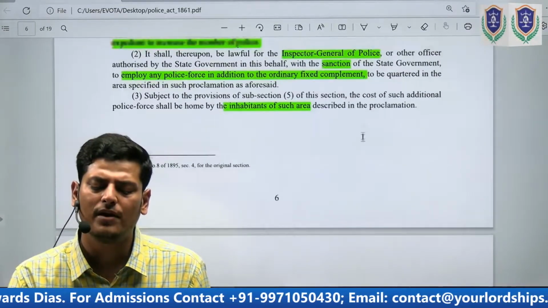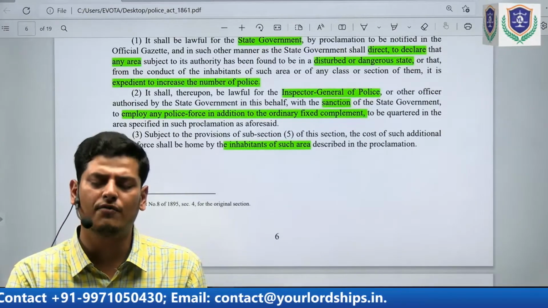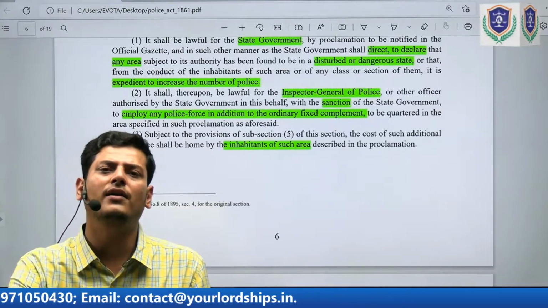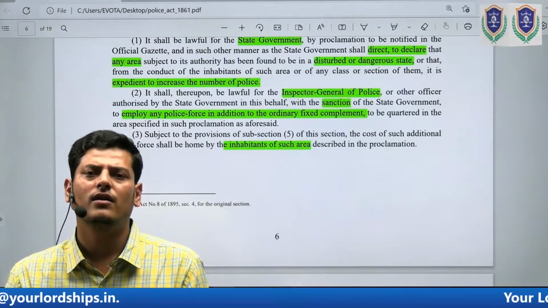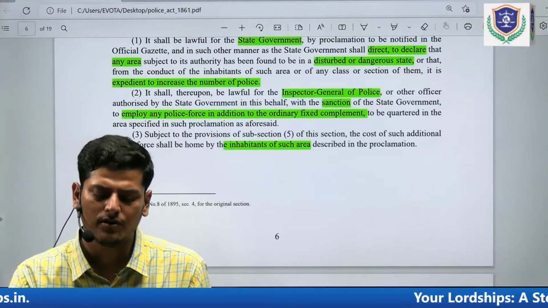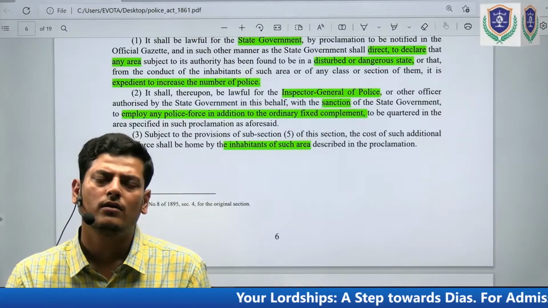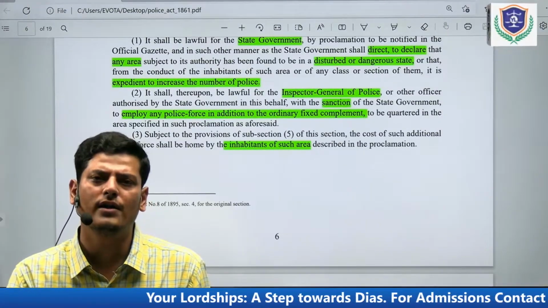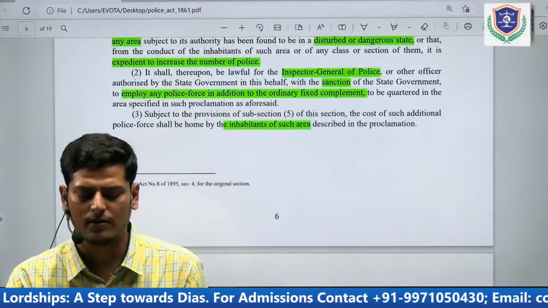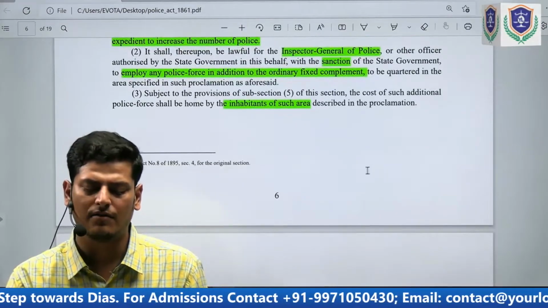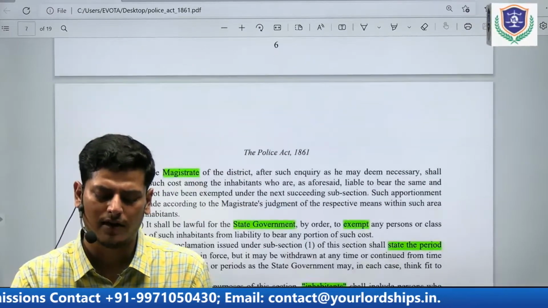So in this case, wherever it seems that the existing police force is not sufficient due to the disturbed and dangerous state of affairs in any particular area, then again the Director General can deploy some additional police force, and it may be required to complement the existing force which is already stationed there. So this is the quartering of that additional police force in that respective area.